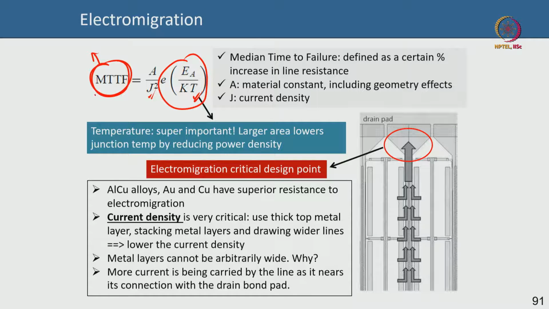And the way you define mean time to failure is you define a certain percentage of increase in the line resistance. For instance, you have a metal line, it has a certain resistance R, you will define that if the resistance increased by some delta R percentage, I will call that the mean time to failure.